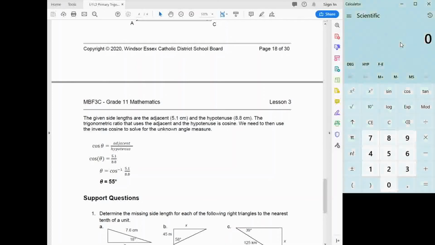And then to write my theta by itself, I have to do the inverse cosine ratio. So let's show you how to do this on your calculator. First, I would do the 5.1 divided by 8.8 for this type of calculator. And then I can hit equals. And then I should hit the second function button, which is, in this case, this arrow. And then I hit inverse cosine. And I end up with 54.58. And when I round that, I get 55 degrees.